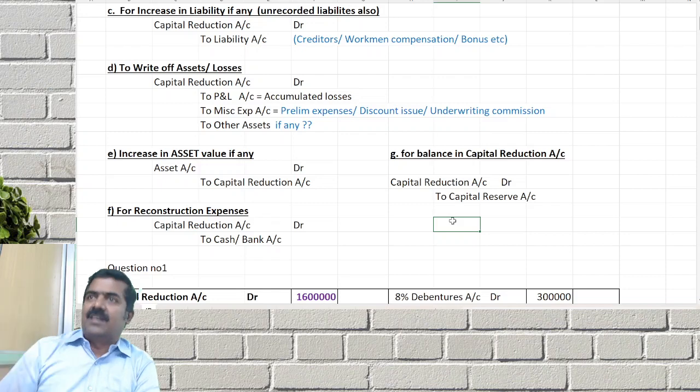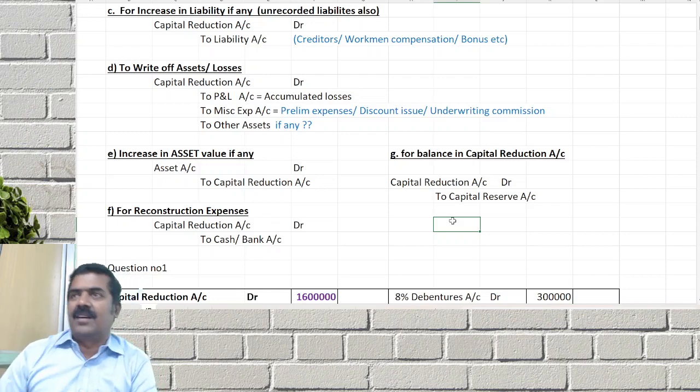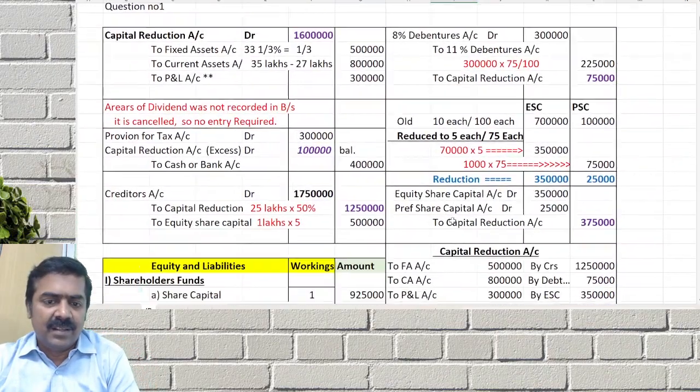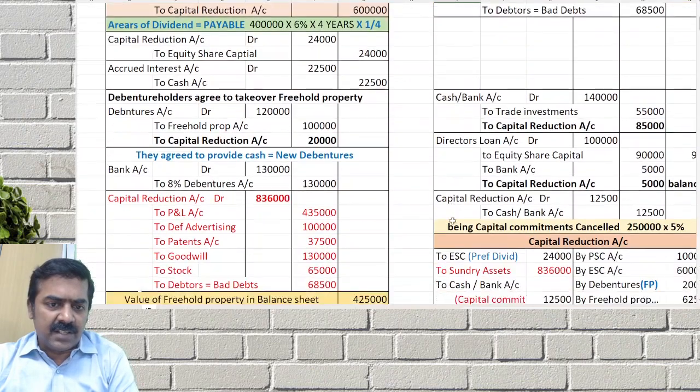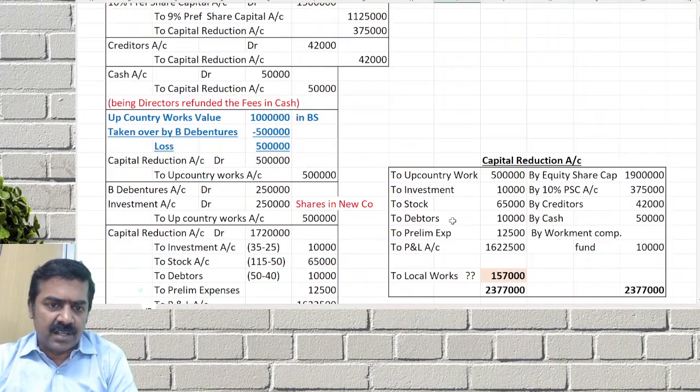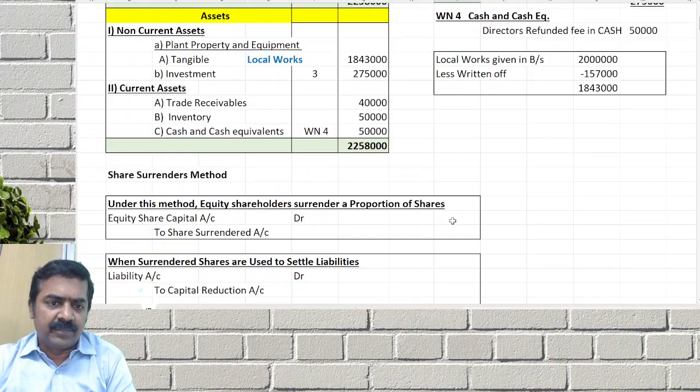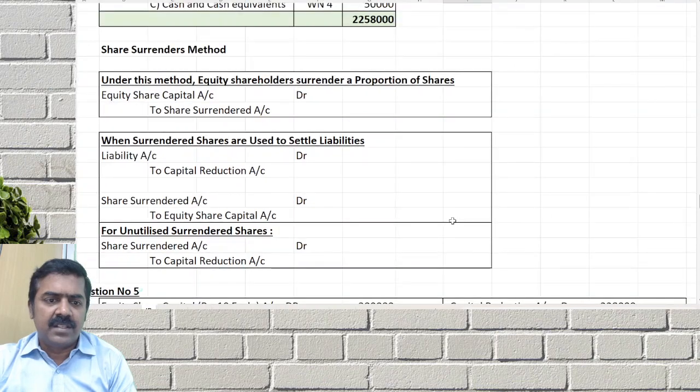Suppose there is any unrecorded liability, like arrears of dividend or bonus payable, and it is foregone, no entry, as we have seen. Okay. When shares are surrendered, we go for an extra thing. What is the extra thing? Simple.